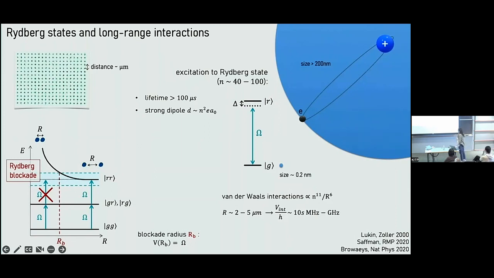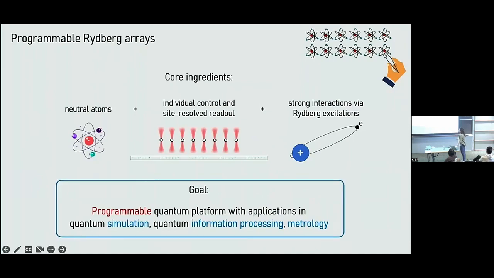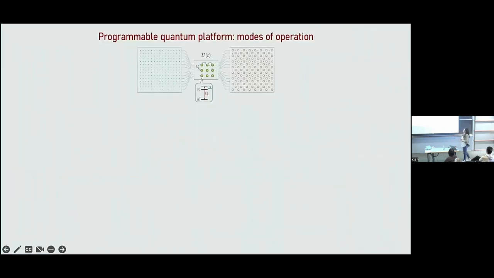Okay, so now we have two-dimensional arrays of atoms with programmable geometry, and we can also introduce strong interactions using this Rydberg blockade. Now that we have more or less all the relevant ingredients in mind, we can look at how we can use this platform to achieve this goal. So one first thing that I want to show you is, I keep talking about this as a programmable quantum platform. You've seen some of the elements of this programmability already, but let's look into this a little bit further.